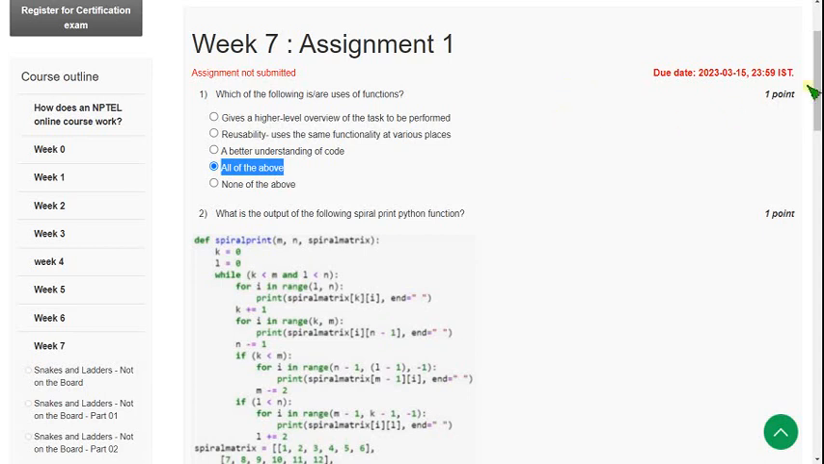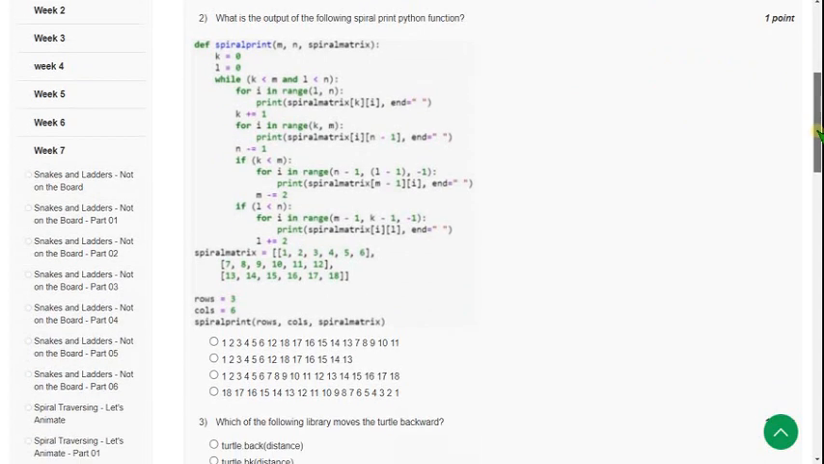Moving on to the second question now. What is the output of the following spiral print Python function? So here they gave a program and they are asking the output of that program. So for second question, the solution is second option. So mark second option as the solution for second question.